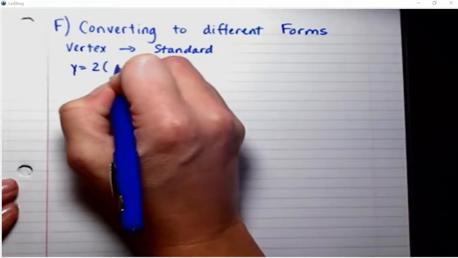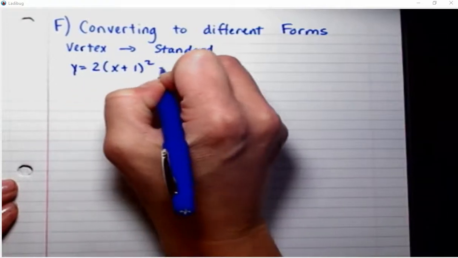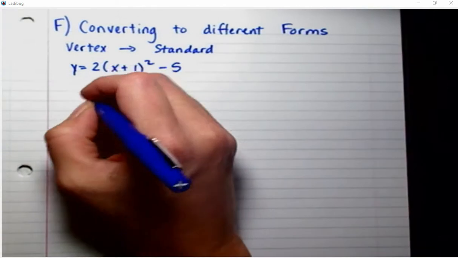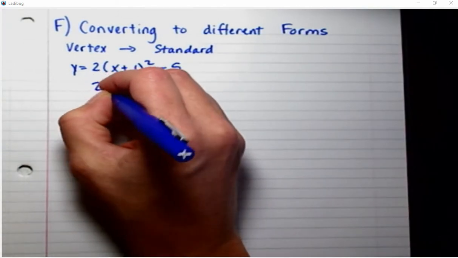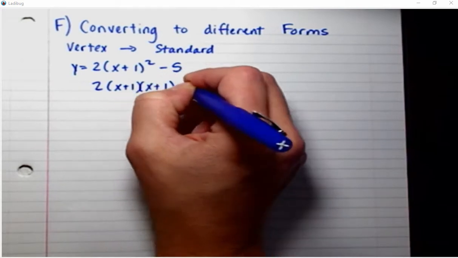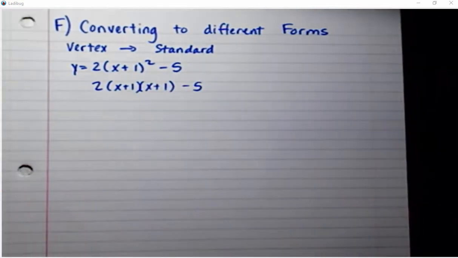y equals 2(x plus 1) squared minus 5. Okay, where you have to convert it to standard form. All right. Well, when you have three things multiplied together, you just pick two of them at a time. That's it. You can only multiply two things at a time. So, pick any two you want.